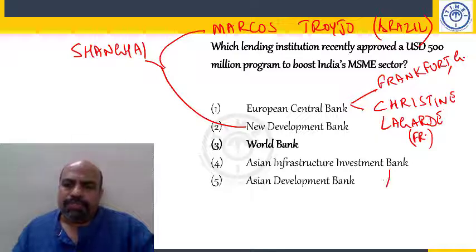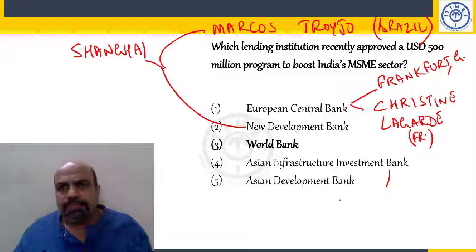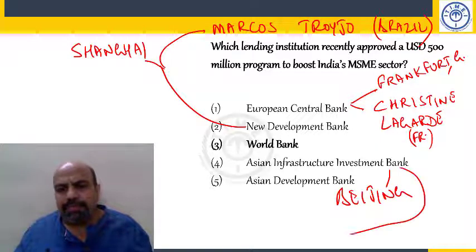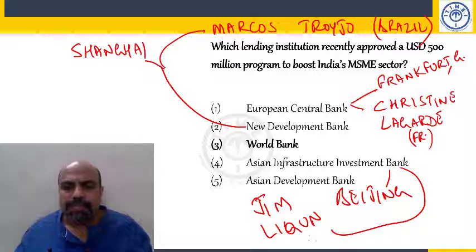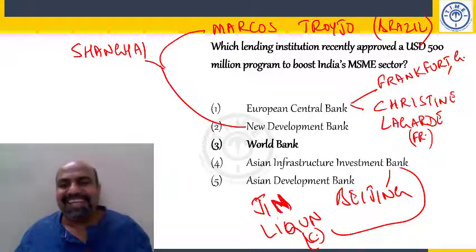We can also discuss the Asian Infrastructure Investment Bank. This is headquartered in Beijing and headed by a man called Jin Liqun of China, of course.